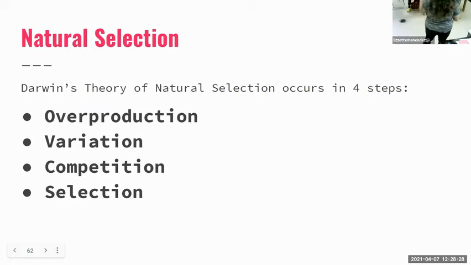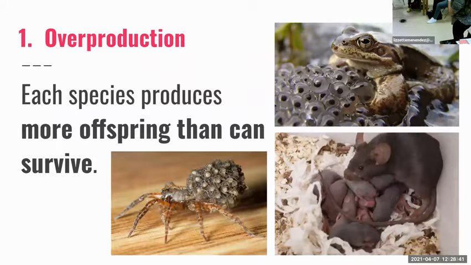So really quickly, I want to talk about the steps that natural selection has to go through. Natural selection happens in 4 steps: overproduction, variation, competition, and selection. So the first one, super simple, is overproduction. In order for natural selection to happen, species have to make more babies than they know will survive, because you have to at least make sure that some do survive. For instance, if you just have one baby, the chances of that one baby dying are very great, and then you can't pass off your genes.